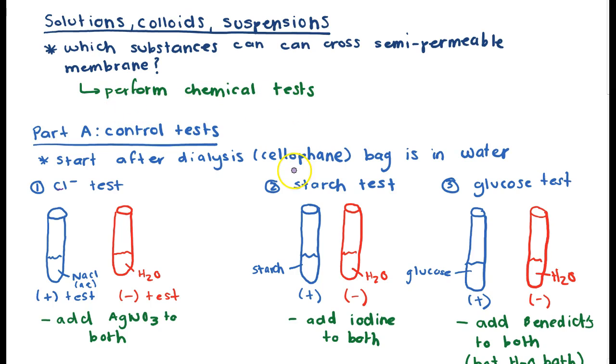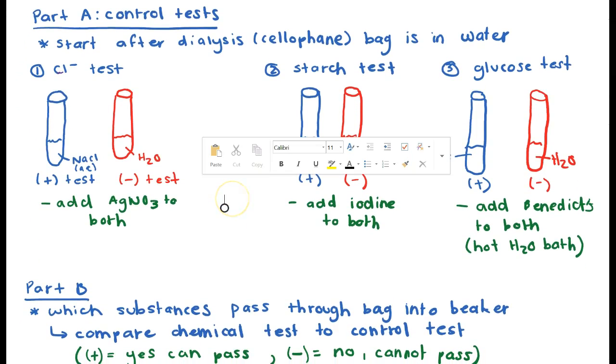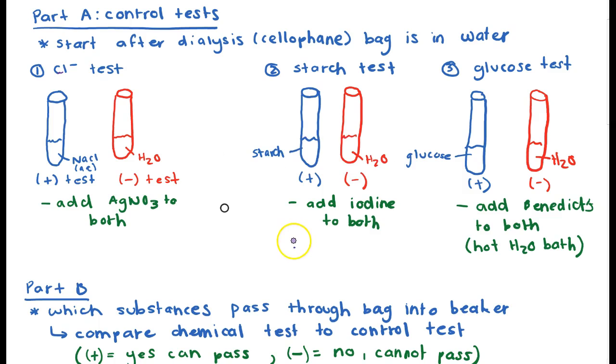We're going to put the cellophane bag with our different solutions into a beaker of water, and we'll test the water in that beaker to see which ones actually crossed from the cellophane bag into the beaker. But in order to figure out what a positive test looks like, we're going to be running some control experiments. So that will be part A. We're actually going to get everything set up for part B first and then come back to the control test. But let's talk about what they are.